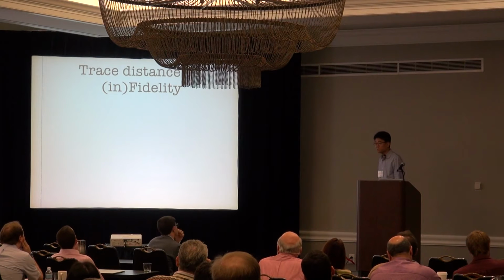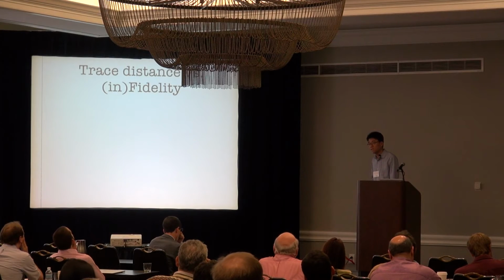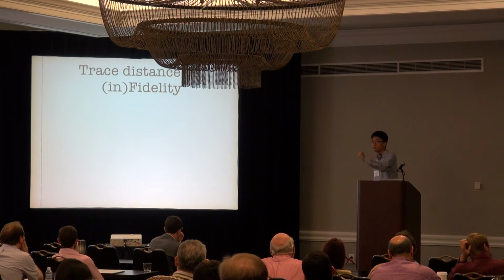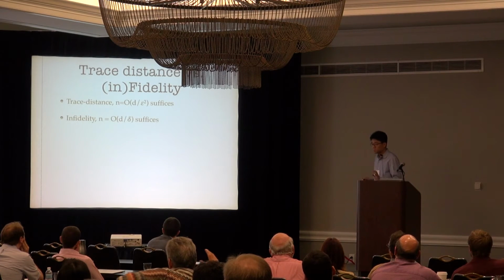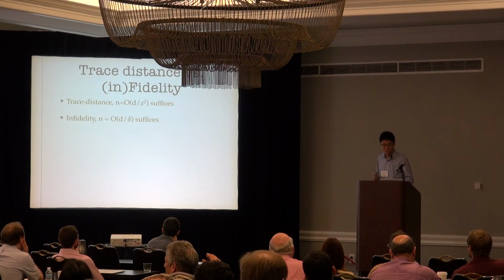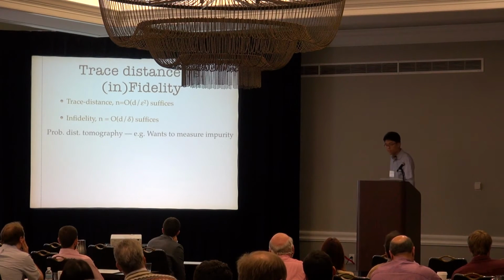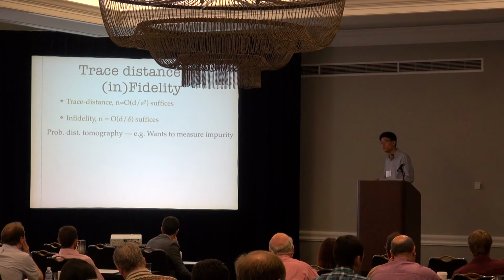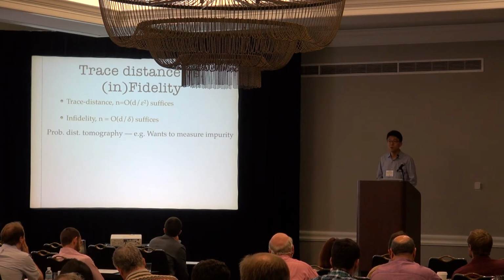Here, I want to point out some difference between two distance measures. Trace distance has a very nice operational meaning: if you wanted to prepare, say, rho, but you accidentally prepare sigma, where the trace distance is close, then your final outcome will be just proportional to the trace distance between the two. But in this tomography setting, I would like to say that the infidelity is the more proper measure, for the following reason. So just focus on the probability distribution tomography. Say you want to measure some concentration of impurity. You want to measure that small number.